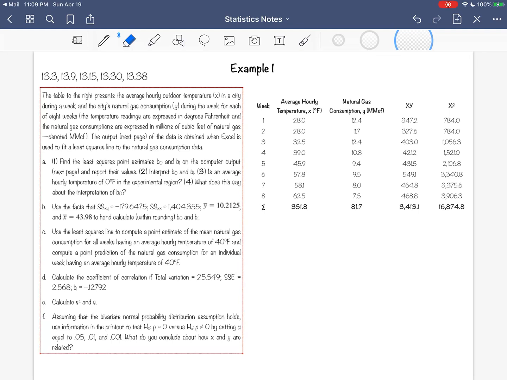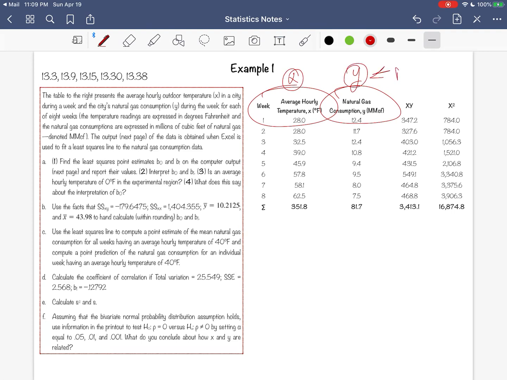So essentially, we have a scenario where we would like to predict the natural gas consumption, and we'd like to use the average hourly temperature in Fahrenheit. So this is the Y and this is the X. This is the dependent variable and this is the independent variable.